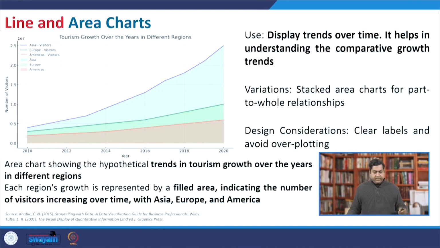Coming to the next category, here it is the line and area chart. For normal continuous data, this is very useful. It is helpful for displaying trends over time. It helps in understanding comparative growth as well.